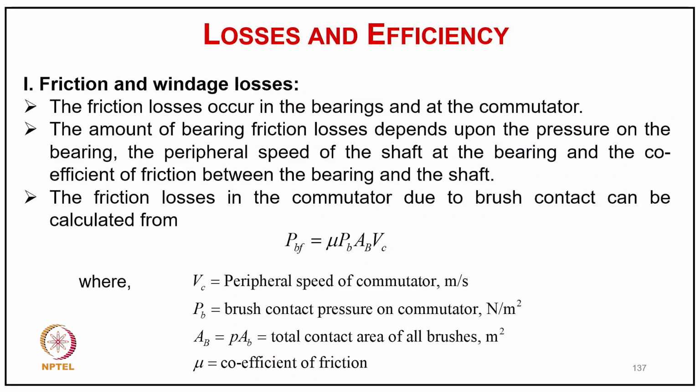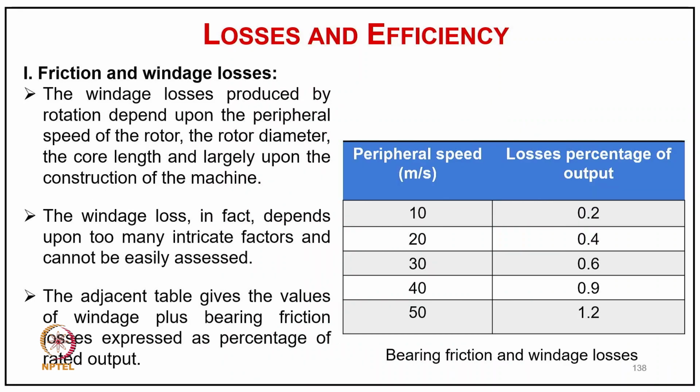The amount of the bearing loss depends upon the pressure on the bearing, the peripheral speed of the shaft, and the coefficient of friction between the bearing and the shaft. Friction loss in the commutator due to the brush contact can be calculated as P_BF = mu times P_B times A_B times V_C, where V_C is the peripheral speed of the commutator in meter per second, P_B the brush contact pressure on the commutator in Newton per meter square, A_B the total contact area of all brushes in meter square, and mu the coefficient of friction.